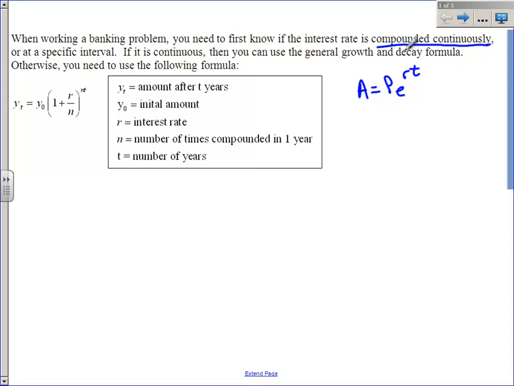But if it's not compounded continuously, then you're going to need to use this formula that I have typed up here. The y of t is the amount after t years. The y naught is the initial amount. The r is your interest rate as a decimal. N is the number of times it gets compounded in 1 year, and t is the number of years. And that's an NT up here. I hope you can see that. That is an NT. Let's work a couple of examples here.